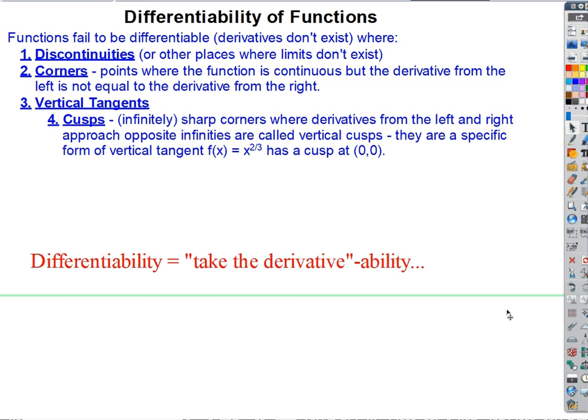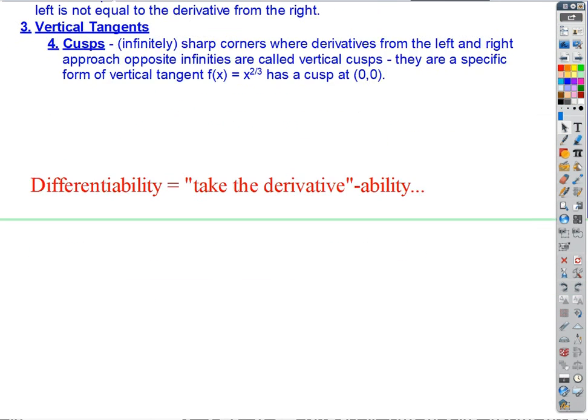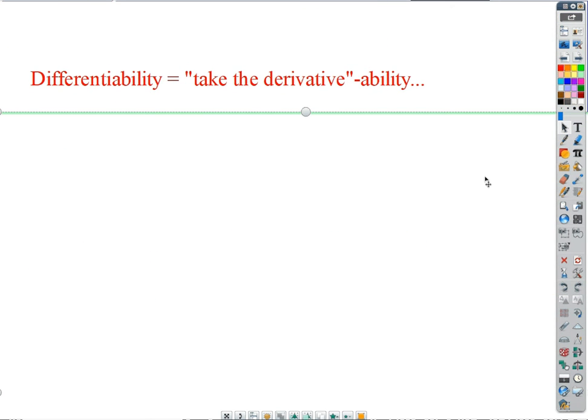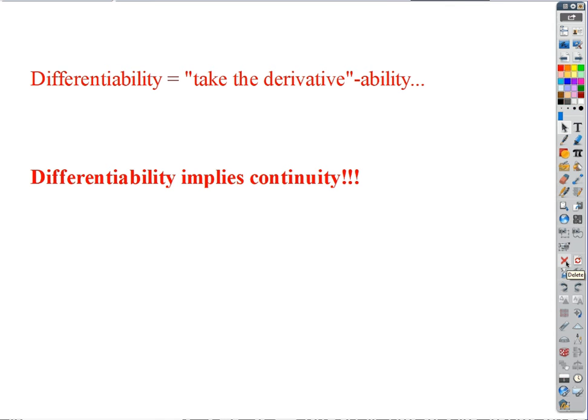So we said differentiability is the ability to take a derivative. This next statement is a huge one in calculus. You've got to remember this, so tattoo that one in your brain. Differentiability implies continuity. Take a second and see if somebody can explain to everybody here, articulate, what does that really mean?